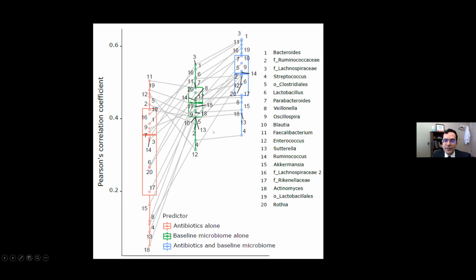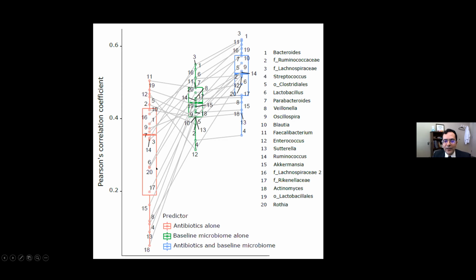This is very interesting, because now not only can you see what's more important in determining microbiome composition, but you can also tell which genera are most predictable. So for example, here, genus 1 is Bacteroides. It's moderately strongly predicted just by the baseline microbiome, but pretty poorly by the antibiotic history.